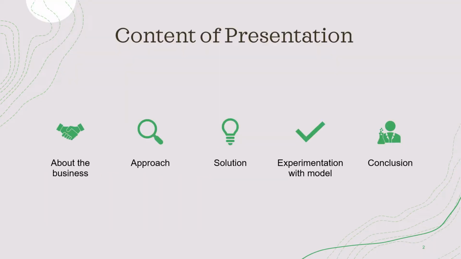For the content of this presentation, we'll go through 5 categories. The first one, we'll talk about the business. Secondly, we'll talk about how the IE approaches the business objective. Third, we'll talk about how the business objective was approached and the solution derived from those models. Then we'll experiment with the model, and finally we'll talk about the conclusions and recommendations.